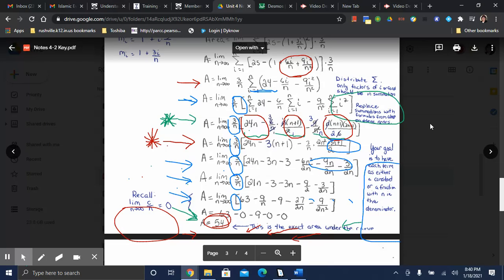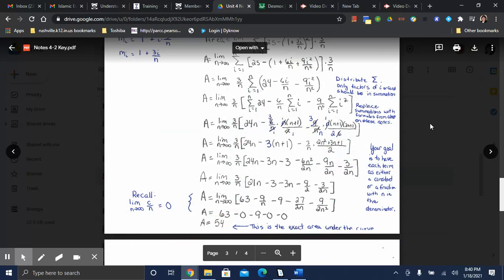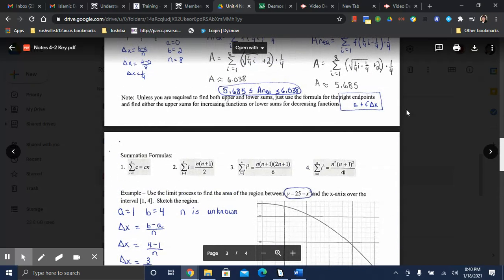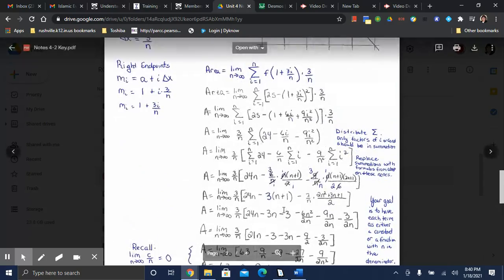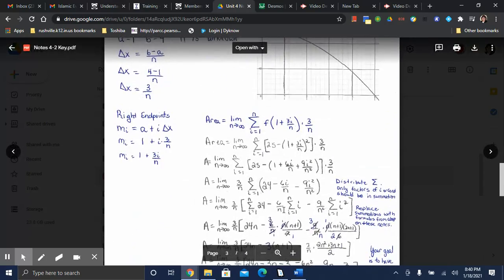So you'll have some problems to do where you know your number of rectangles. For that, you can use a calculator. And I think you have 3 of these problems where you do not know your number of rectangles. You will need to be prepared to use the summation formulas. These are the only ones that you will need. And you should expect this much work as you go through that limiting process.